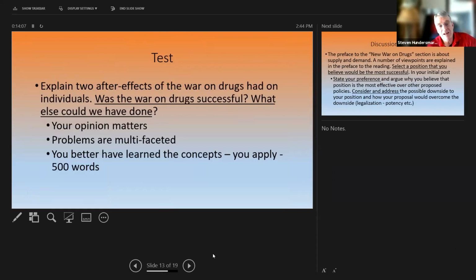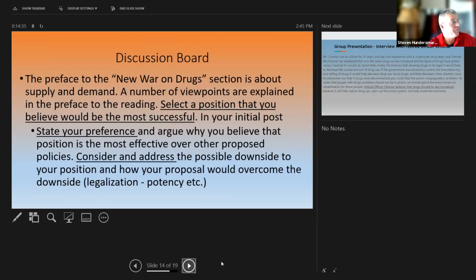Here's an example now of a test question that students have, and I've underlined the parts for you here. What else could we have done about the war on drugs? Was it successful? How would we actually measure success? And they have to bring in the readings. This is an open book test, and they have to defend what their opinion is and put together the concepts. Discussion board, again, war on drugs. This is really about the different sides of the drug issue. Should drugs be legalized? Should we consider strong enforcement? Should it be government run? And again, students have to state their preference and have to defend their point of view.